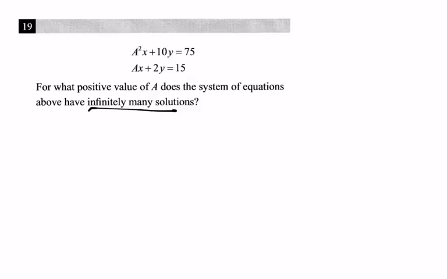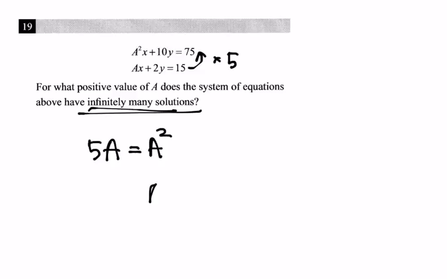Number 19. Alright, they say infinitely many solutions. What does that mean? In order for our two equations to have infinitely many solutions, they essentially have to be equal to each other. Did you realize that to get from the top equation to the bottom equation, we end up simply multiplying each side by 5? Then 5a must be equal to a squared. That's what we can conclude here. Then divide by a, and a must be equal to 5.